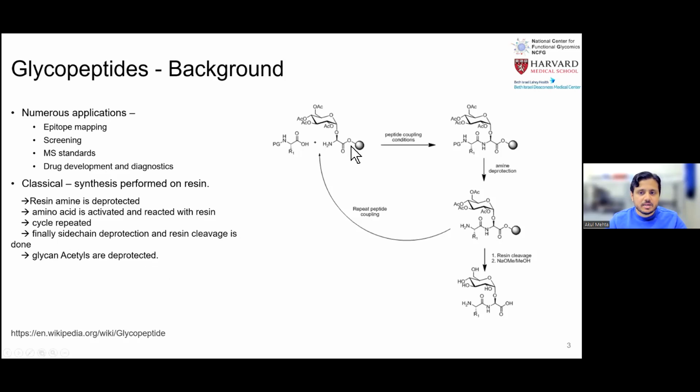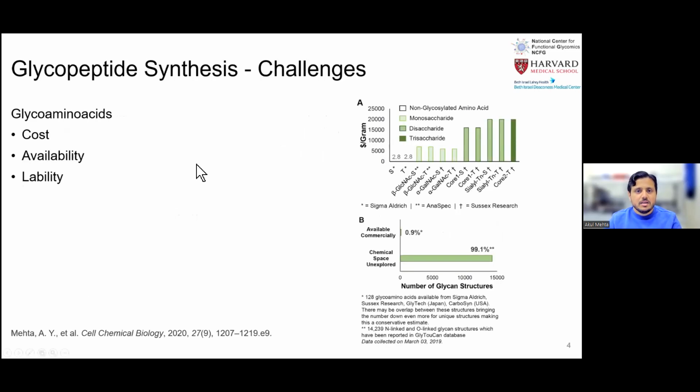Normally, the glycan part of the glycoamino acids has acetyl groups on it to protect it from side reactions, and therefore those acetyl groups are deprotected following resin cleavage. Usually this resin-based synthesis is done in milligram scale. So it's not easy to get microgram quantities, and I'll discuss why in the next few slides.